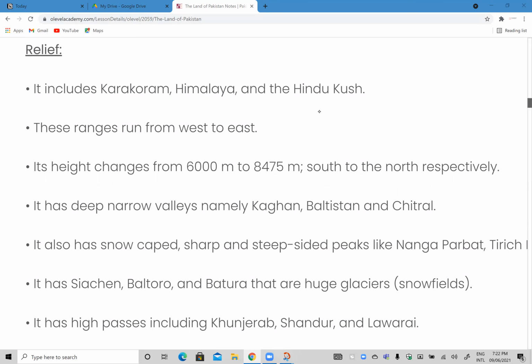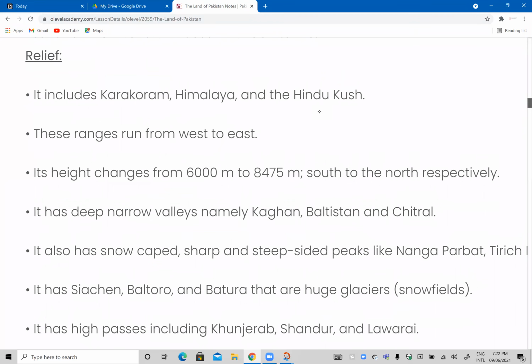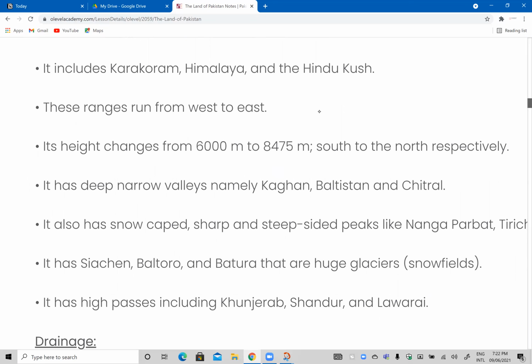So we're talking about the relief. The three most important ranges, the Karakoram, the Himalayas, and the Hindu Kush, are located over here, and these ranges run from west to east. This is basically the direction of these ranges. The general height starts from 6,000 meters and goes up to 8,000 or 8,500 approximately. Right, so you've been to Skardu. All right, okay.